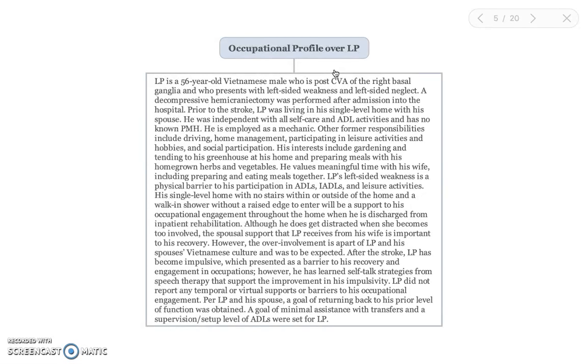Per LP and his spouse, they had a goal of him returning back to his prior level of function, but the OT set a goal of minimal assistance with transfers, and a supervision setup level of ADLs were set for LP.